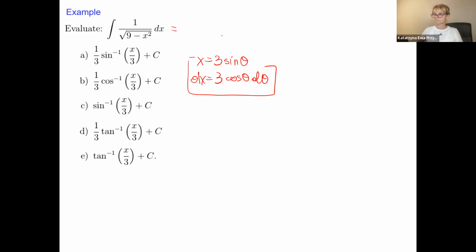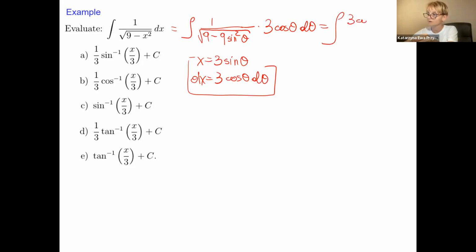Okay. Let me write. 1 over square root of 9 minus, and this will be squared, 9 sine squared theta. And dx is 3 cosine theta d theta. Okay, that's what we can do. I can put 3 cosine theta d theta on top. Denominator, how can we simplify the denominator? We know the purpose of that 9. We may factor out.